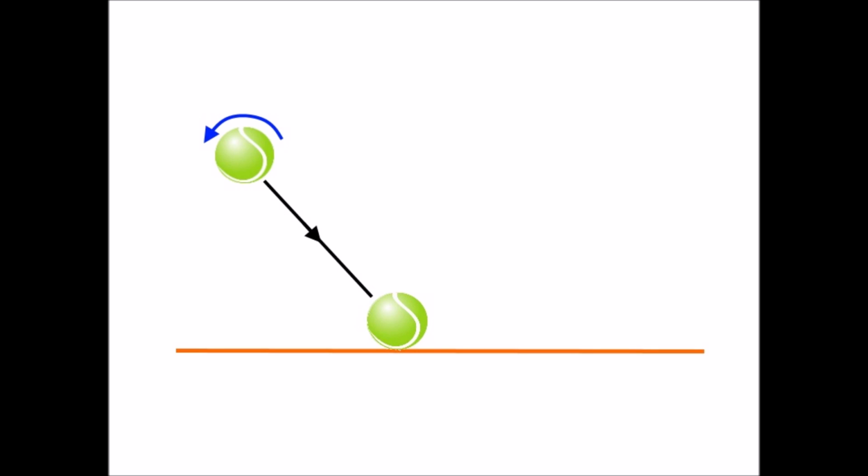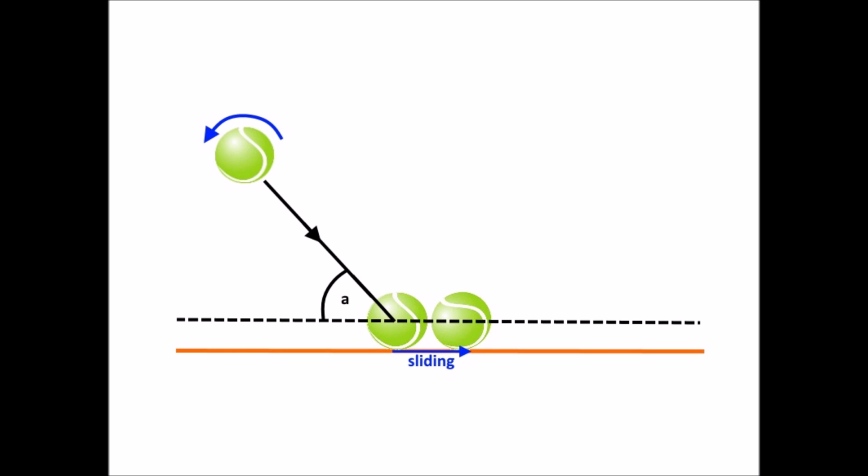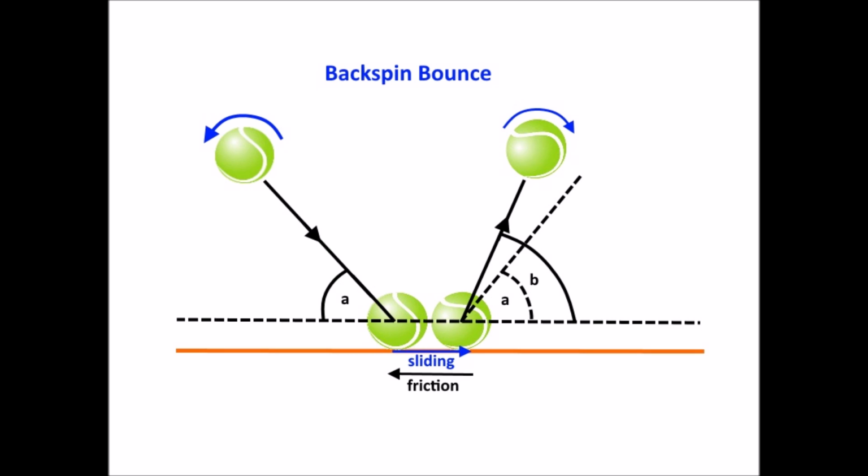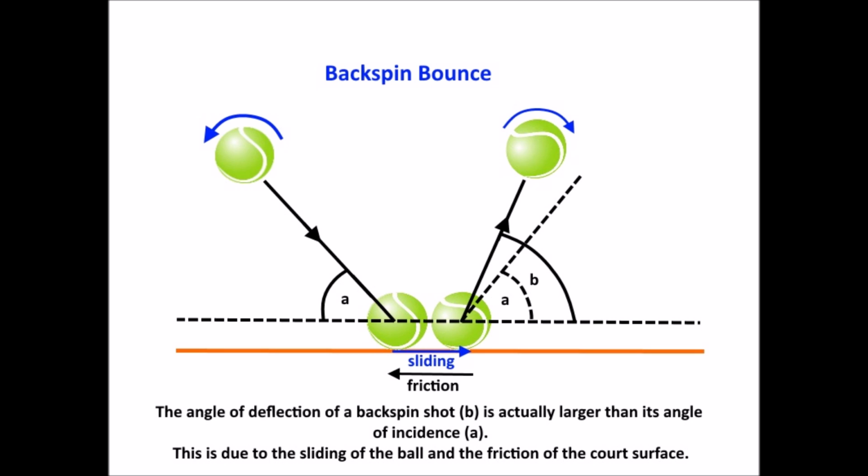Here you see a backspin shot bouncing on a tennis court. The ball is sliding on the court surface. The angle of incidence is A. You could expect the ball to rebound from the court at a similar angle A. But due to the sliding and the friction of the court surface, the ball actually rebounds off the court at a larger angle B. The angle of deflection of a backspin shot, B, is actually larger than its angle of incidence A.